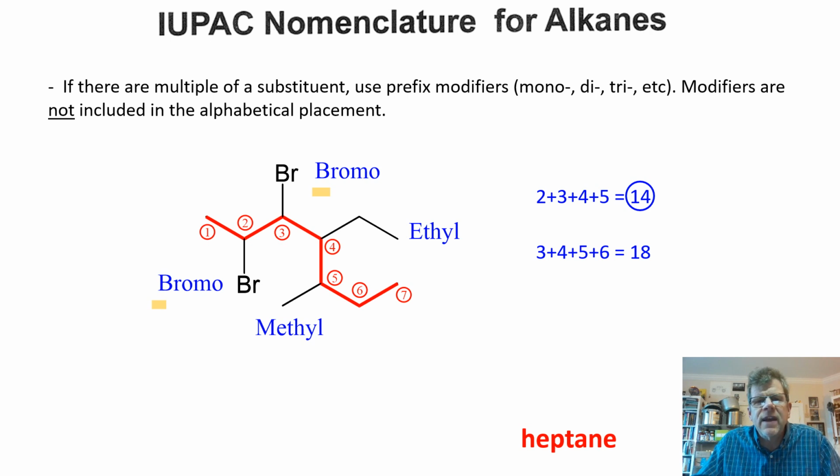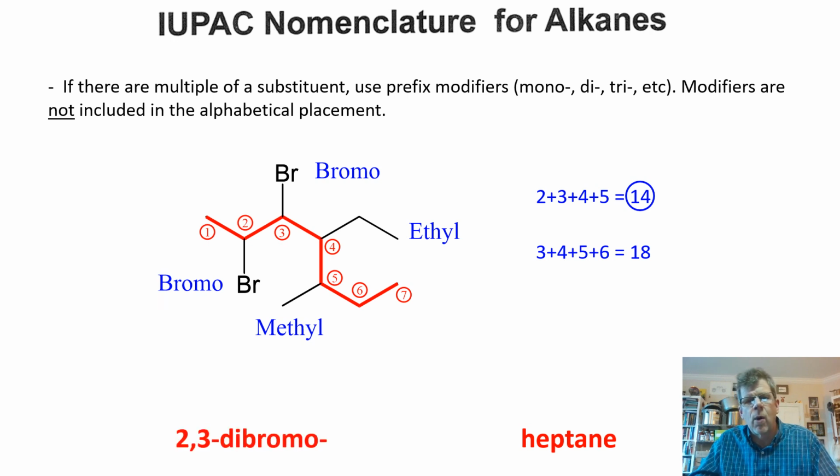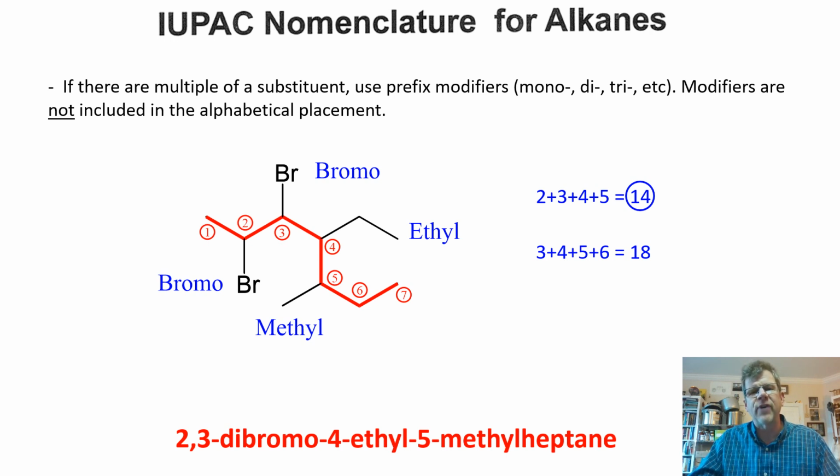Then we go to the E in ethyl, which is next alphabetically. It happens to be connected to the 4 carbon. And then the M in methyl, which happens to be connected to the 5 carbon. So we're going to put this together. We'll start with the B in dibromo. 2,3-dibromo-4-ethyl-5-methylheptane.